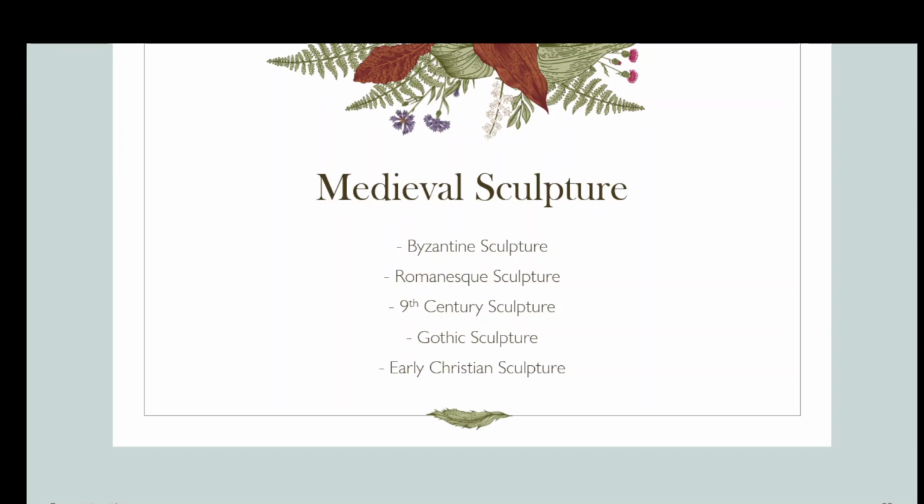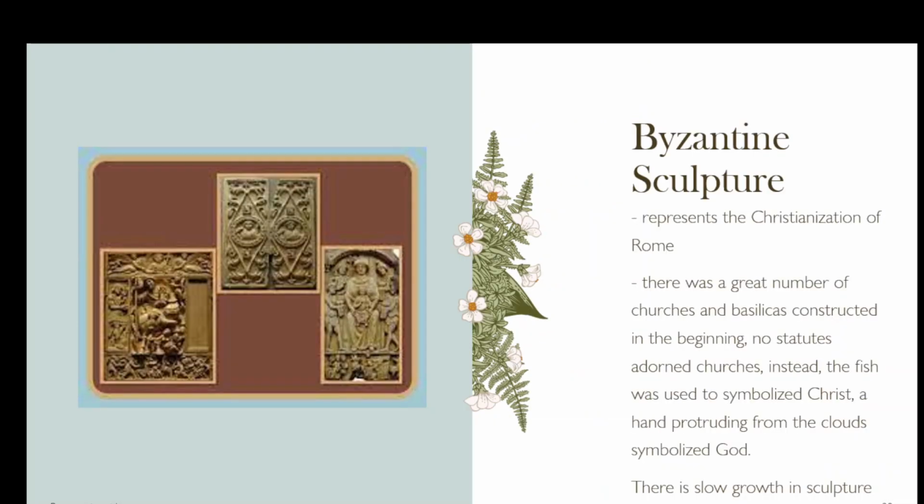So, during this period, there are many styles in sculpture and in art in general. Some of them are the Byzantine sculpture, Romanesque sculpture, 9th century sculpture, Gothic sculpture, early Christian sculpture. So here are some of the different styles in sculpture found during the medieval period. So let's start with the Byzantine sculpture. Byzantine sculpture represents the Christianization of Rome.